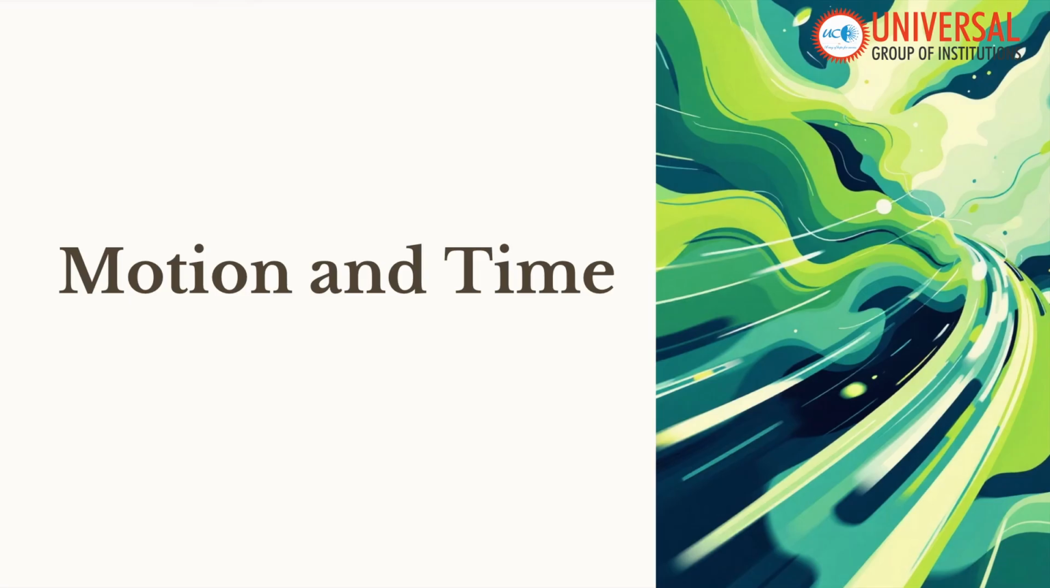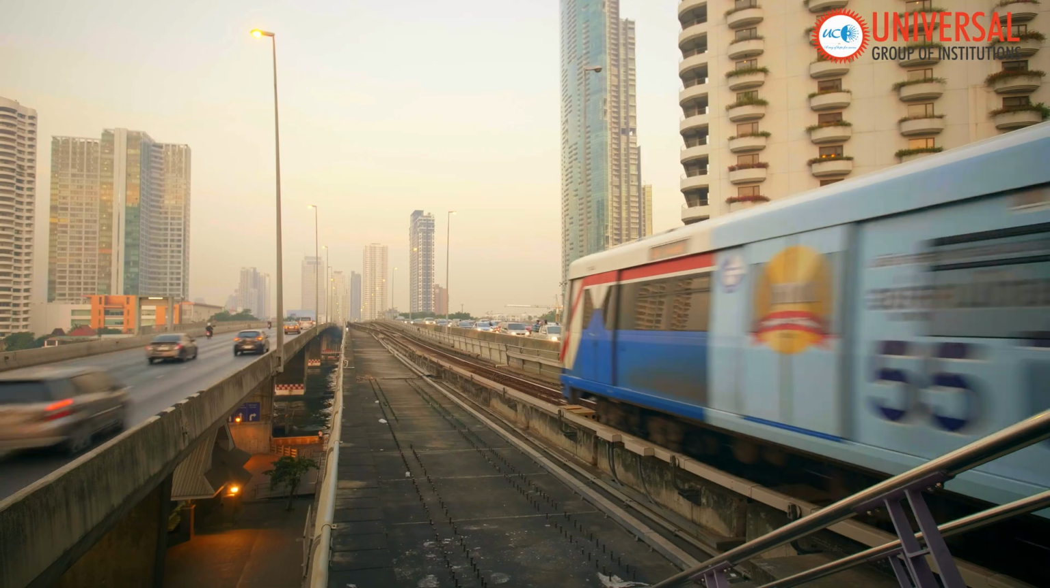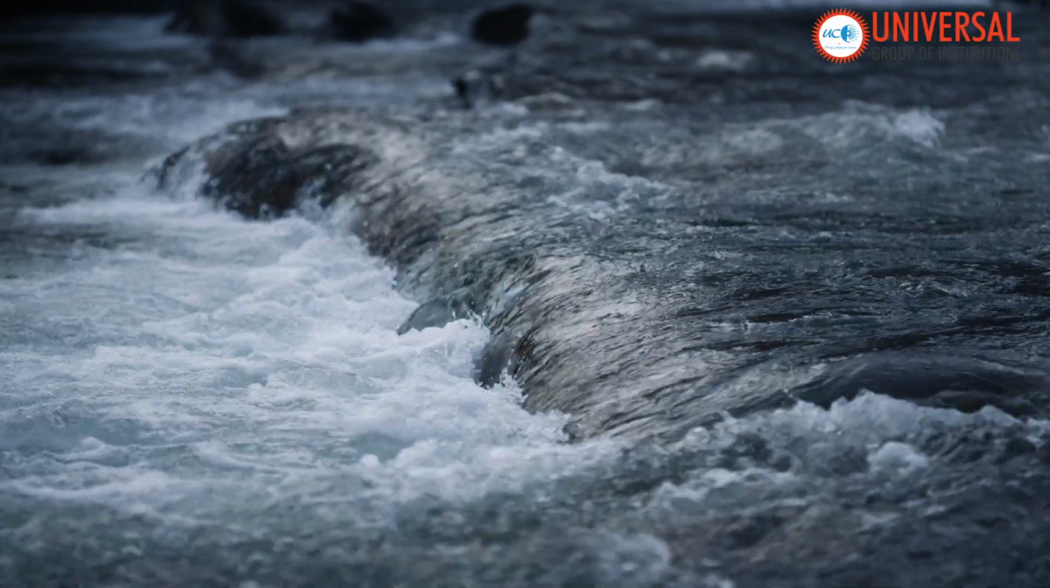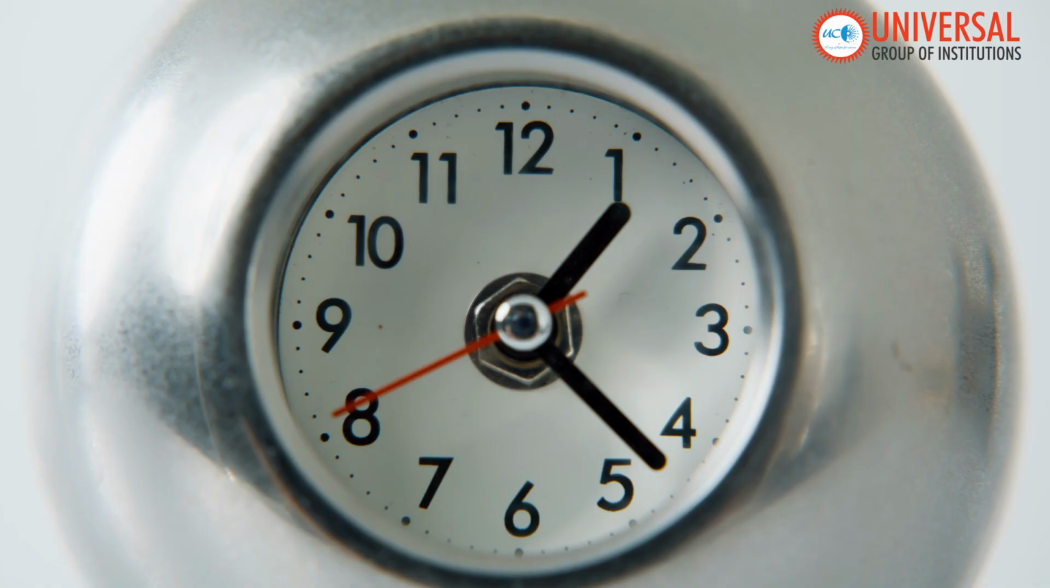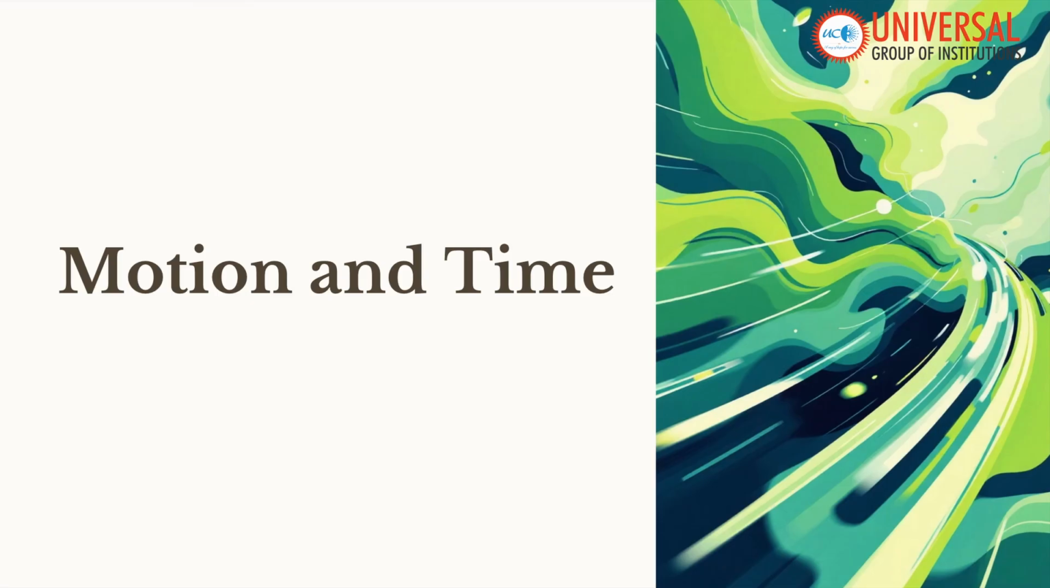So let's move forward with the next chapter of NCERT Grade 7. Every event around us involves motion. The opening of a door, the flow of a river, the movement of planets, and even the ticking of a clock. All are governed by motion and time. So to understand nature scientifically, we must be able to observe motion, measure it accurately, and represent it logically.